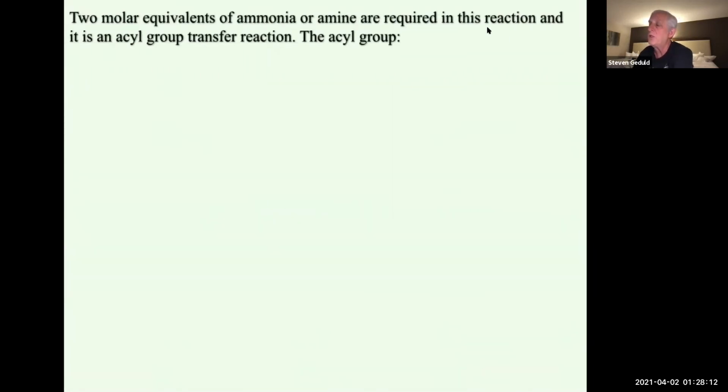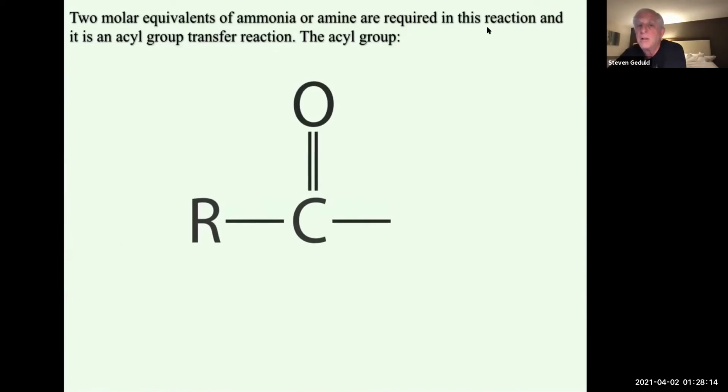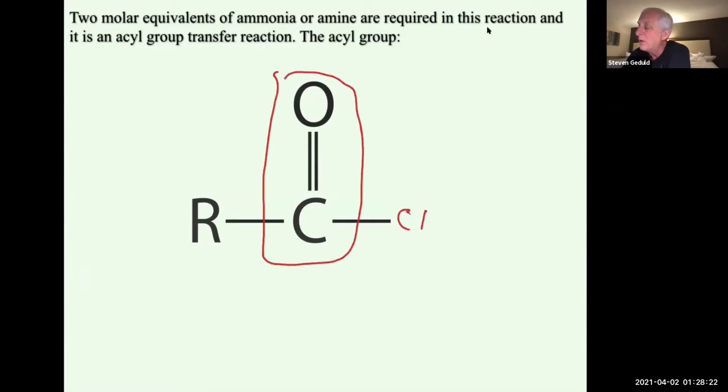You need 2 molar equivalents of the amine for the reaction to occur. So here's your acid chloride. If the chloride was transferred off, you need 2 nitrogen sources, whatever it is. 2 molecules you have to add to that, because one is going to form the ammonium chloride or the alkyl ammonium chloride, and the other is going to form the amide functional group.